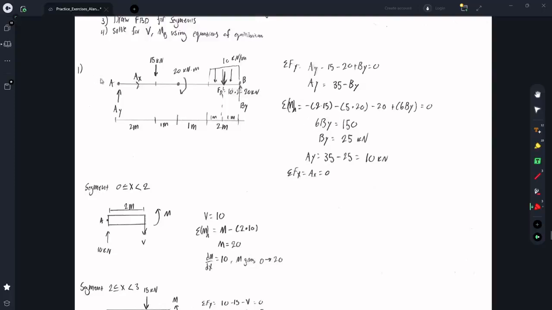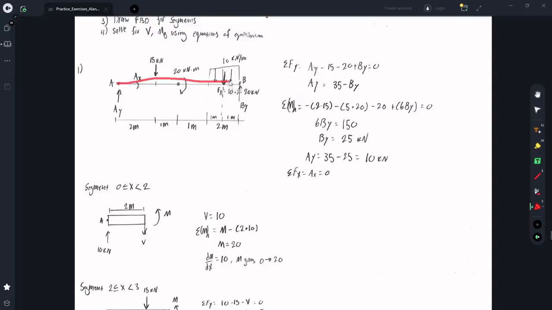Then I solved for the moment about A. So there's going to be a moment of 2 meters times 15, which is in the clockwise direction, so it's negative. The next one is this resultant force, which happens exactly at the centroid of where it acts. So this is a beam, so it's a rectangle, sorry, so it's exactly in the middle. So this is going to be a 2, 3, 4, 5 meter moment arm, and then the 20 kilonewton force. And again, that's clockwise, so it's negative.